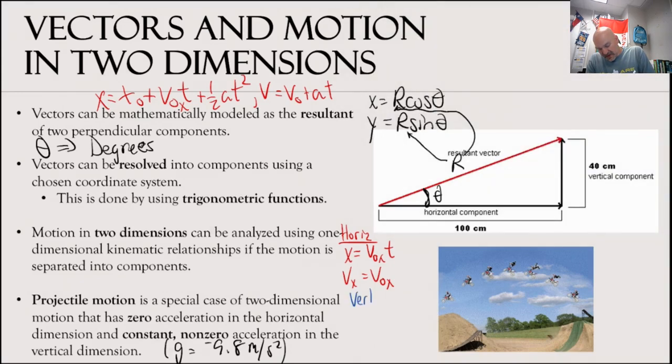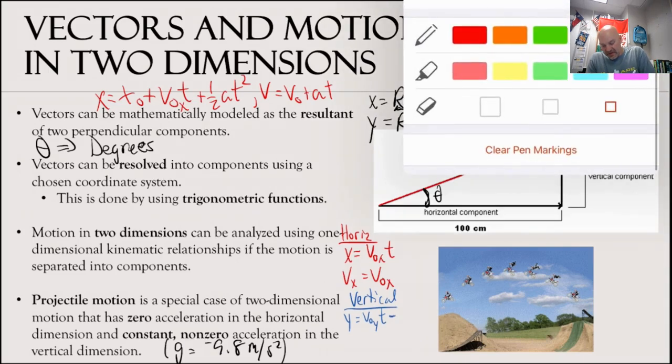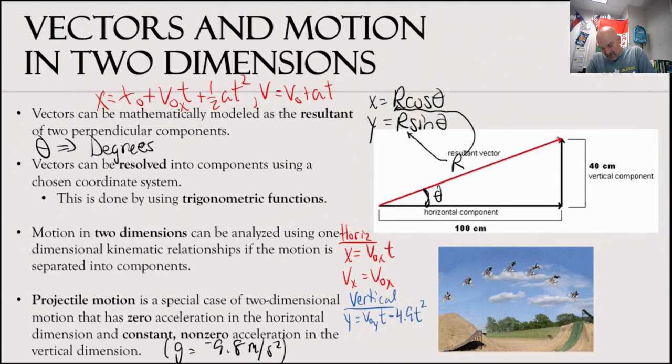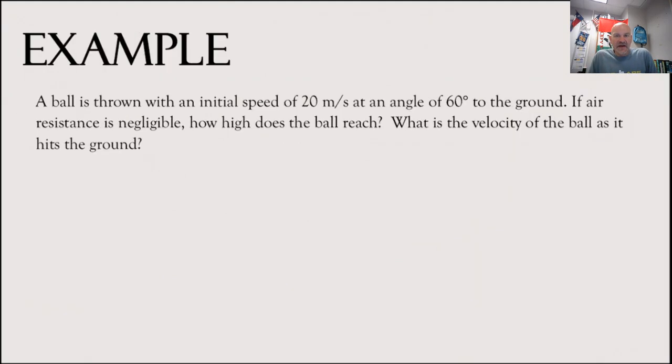If you go to the vertical direction, there's a little bit more to it, because our acceleration is negative 9.8. If I plug in a as 9.8, you end up with y equals v0y t minus 4.9 t squared. And for the y component of the velocity, you end up with vy equals v0y minus 9.8 t.